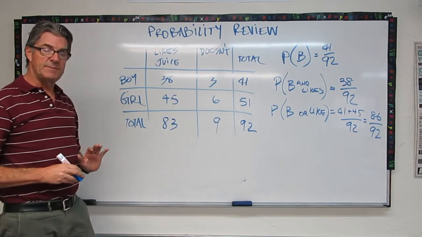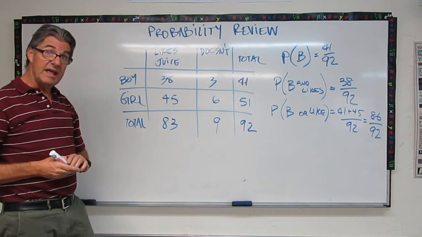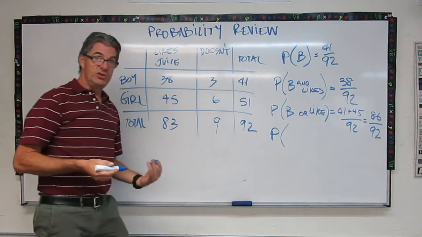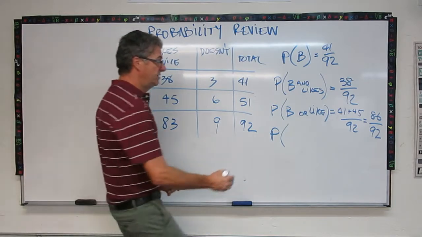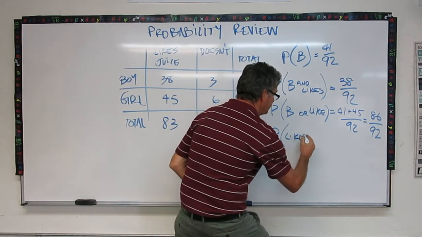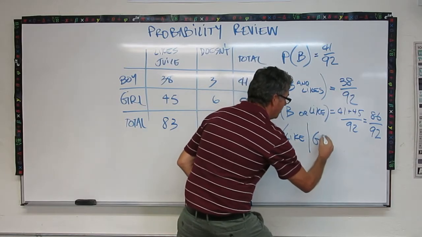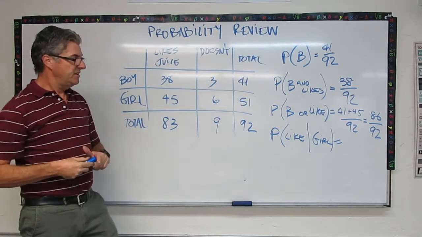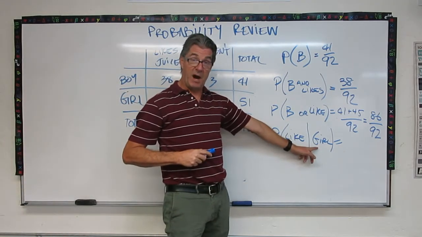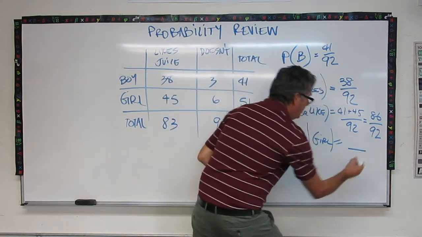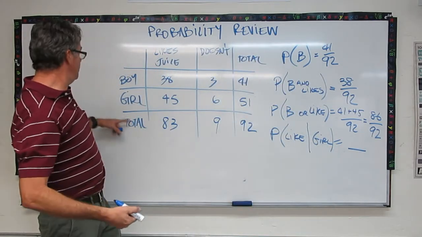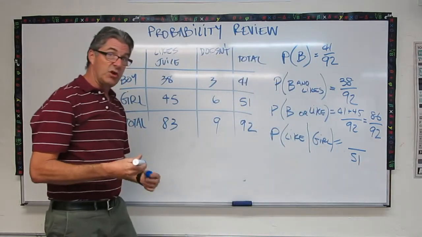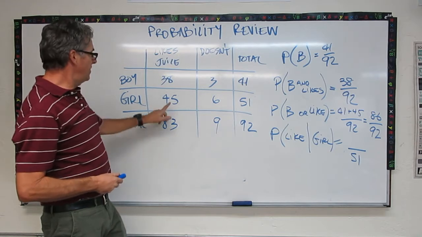I'm going to do a conditional probability question because that is covered a little later in this section. What's the probability that they like juice given that they're a girl? So here's our notation, given that they're a girl. Okay? So what you have to remember is that the given that part is the bottom of your fraction. So given that they're a girl, how many girls do we have? We have 51 girls. So given that they're a girl, what's the probability that they like juice? That would be this 45.